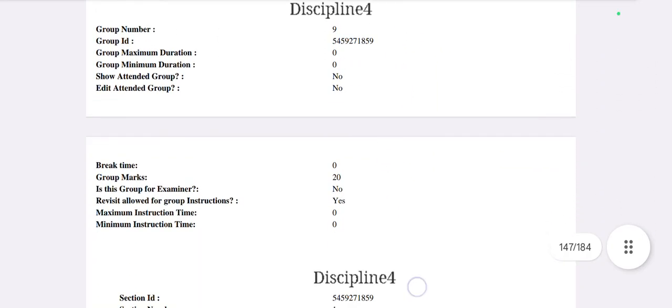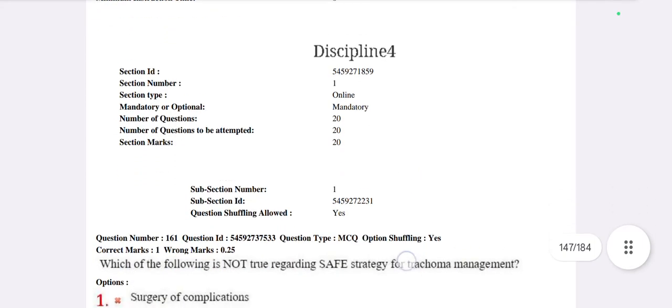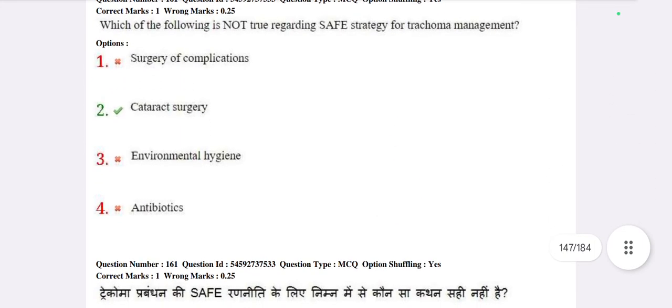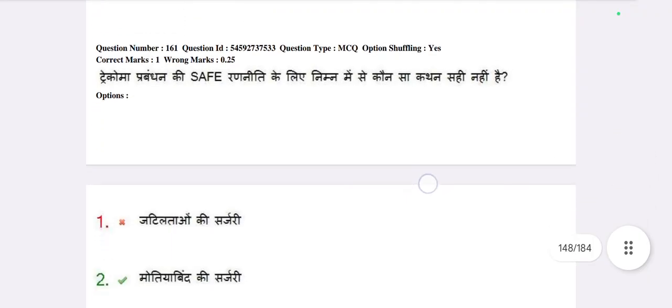Our next question is which of the following is not true regarding SAFE strategy for trachoma management? Options are surgery of complication, second cataract surgery, third environmental hygiene, fourth antibiotics. Correct answer is second, cataract surgery.